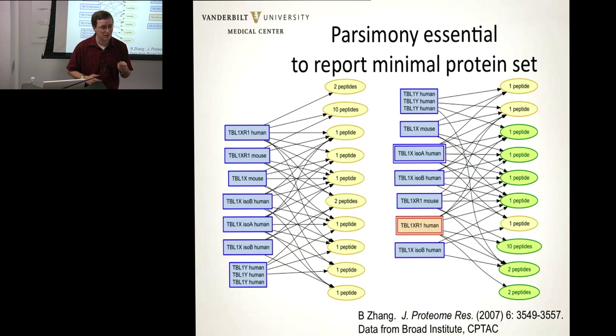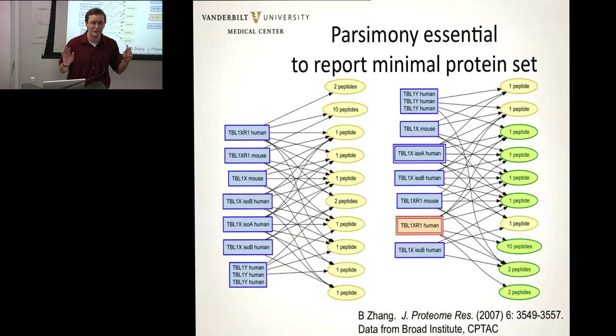You can dramatically overstate your protein content if you start invoking any protein that has any connection to an identified peptide. In this case, I want to note that the software claims that table 1X isoform B for human and table 1X isoform A for human is all we need to explain all of these peptides.